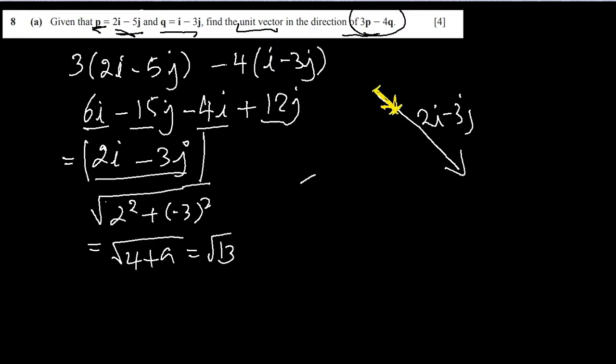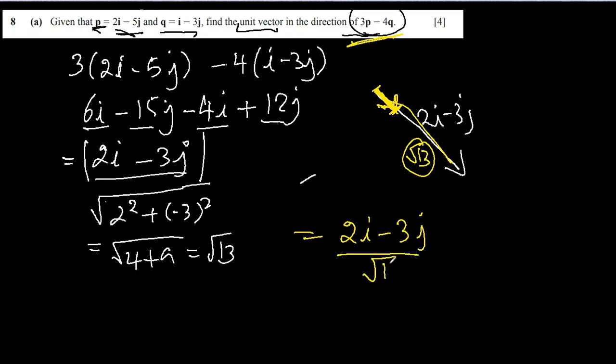If the magnitude of the whole vector is square root 13, and I divide this whole length by square root 13, I'll get the length equal to 1. So I will divide the original vector 2i minus 3j, which was equivalent to 3p minus 4q, by its own magnitude. If you want to separate them, you can write 2 over square root 13 i minus 3 over square root 13 j.